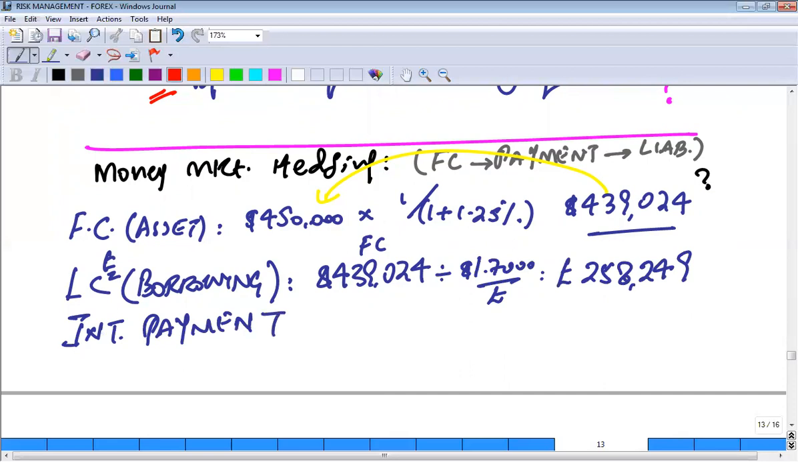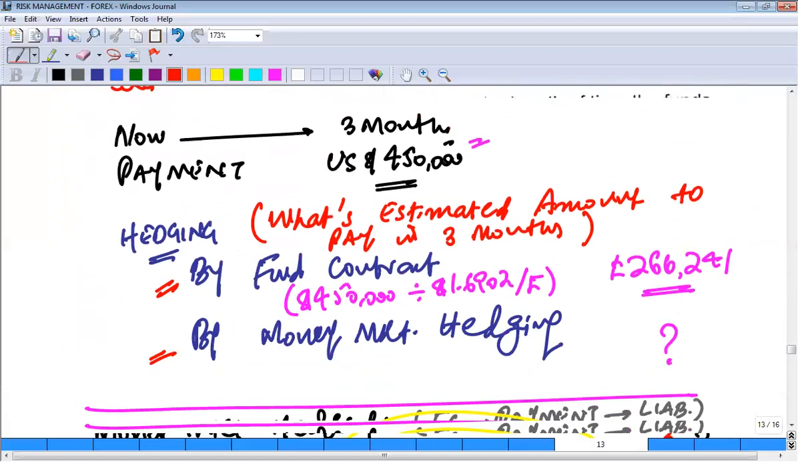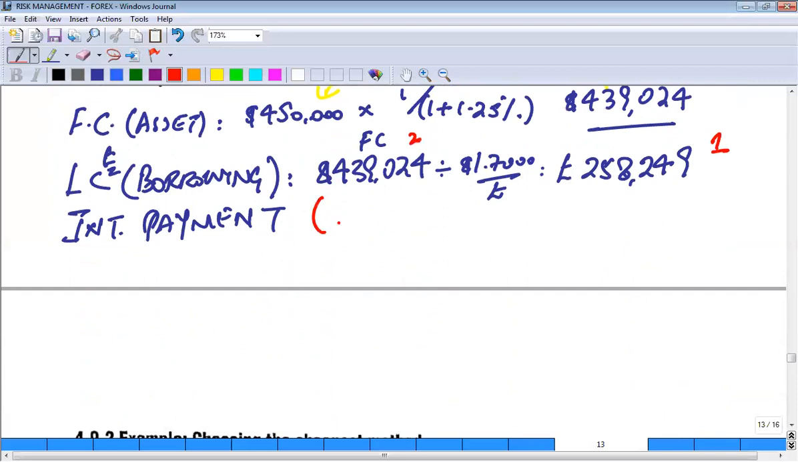Candidates, remember: first we have to borrow 258,249, then buy 439,024 dollars, and third, invest 439,024. And we have to make the interest payment in local currency, and the local currency interest rate is 7.5%. 7.5% into 3/12.